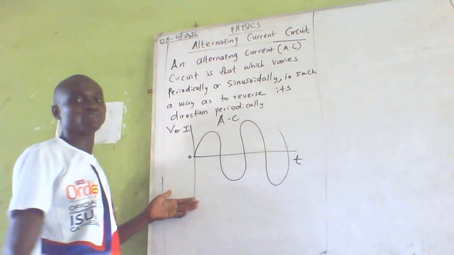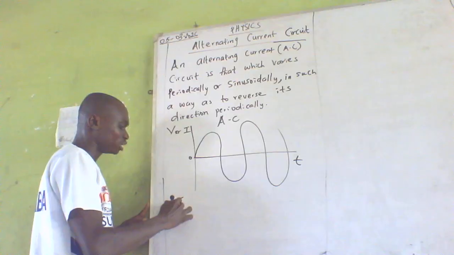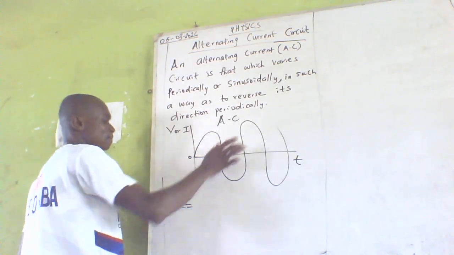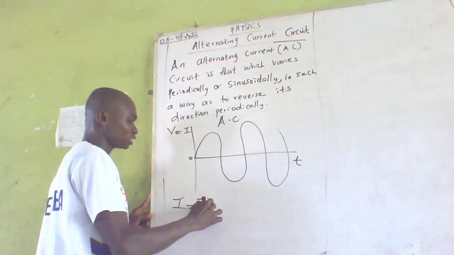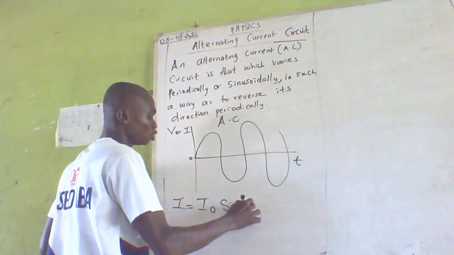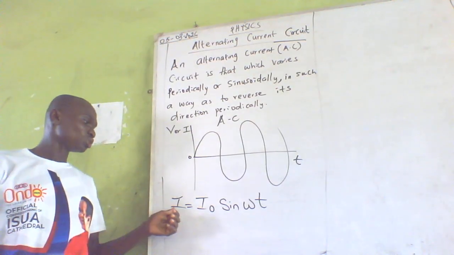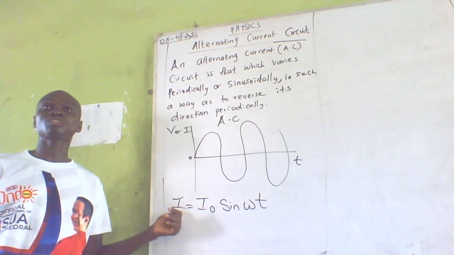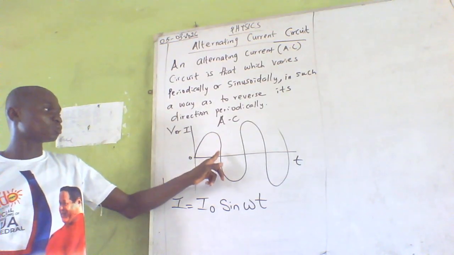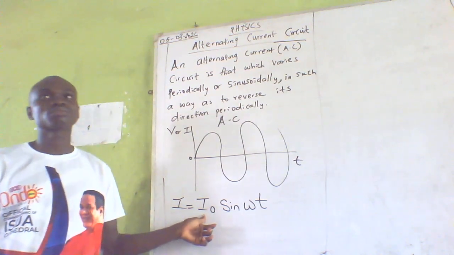For an AC circuit of this nature, we have our instantaneous current, I. Current at an instant is given as I naught sin omega t. So this I is the instantaneous current, the current at an instant of time. Let's say at this point, or this point, or this point. Why I naught is what we call what?